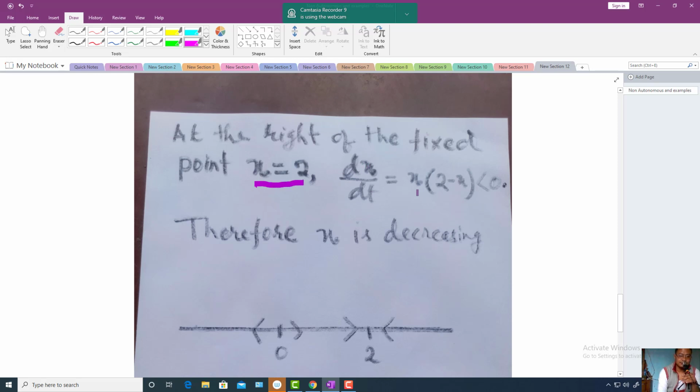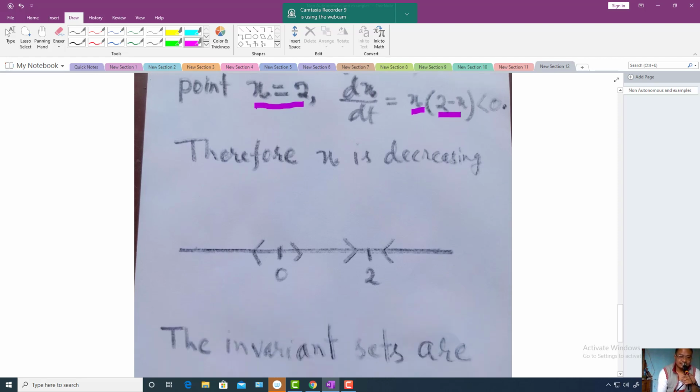Now what is dx by dt? It is equal to this one. So at the right means x is more than 2, then this quantity is negative, but this is positive. So positive into negative is negative, it is less than 0. Therefore x is decreasing. So if you take points near 2 but on the right, greater than 2, the point is decreasing, means it is coming toward this fixed point.